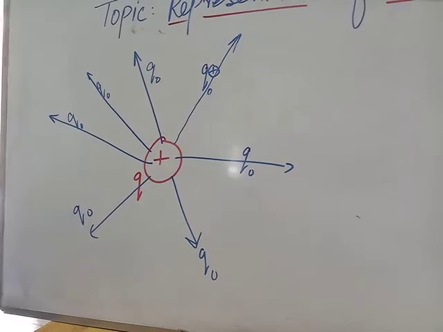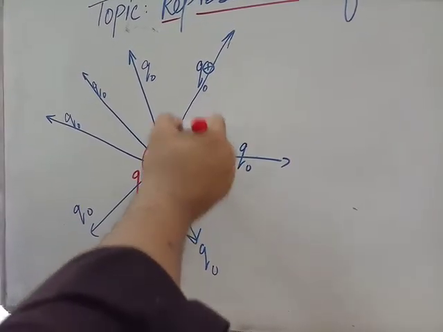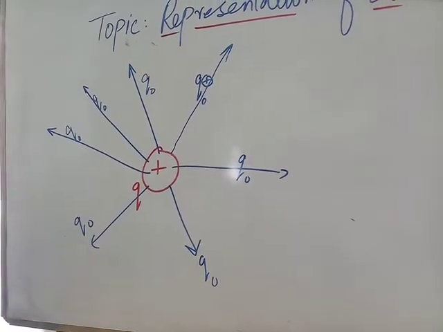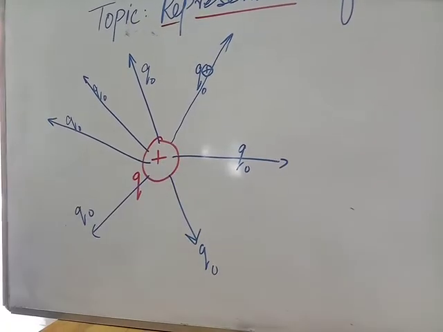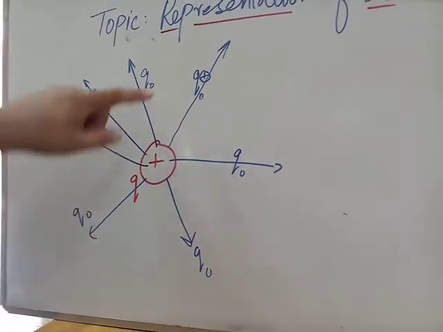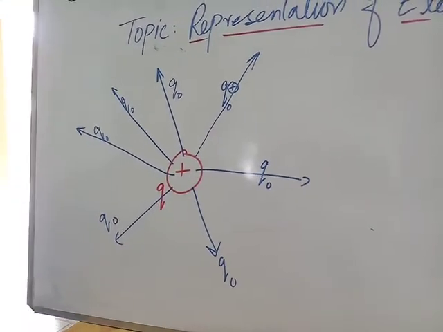So we can say that these electric field lines originate from a positive charge. It means the electric field lines start from a positive point charge Q. Electric field lines originate from a positive point charge.